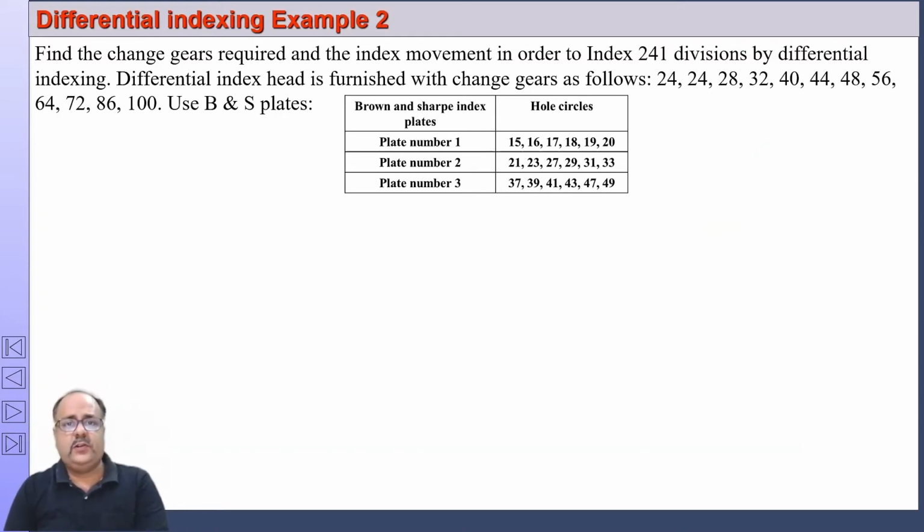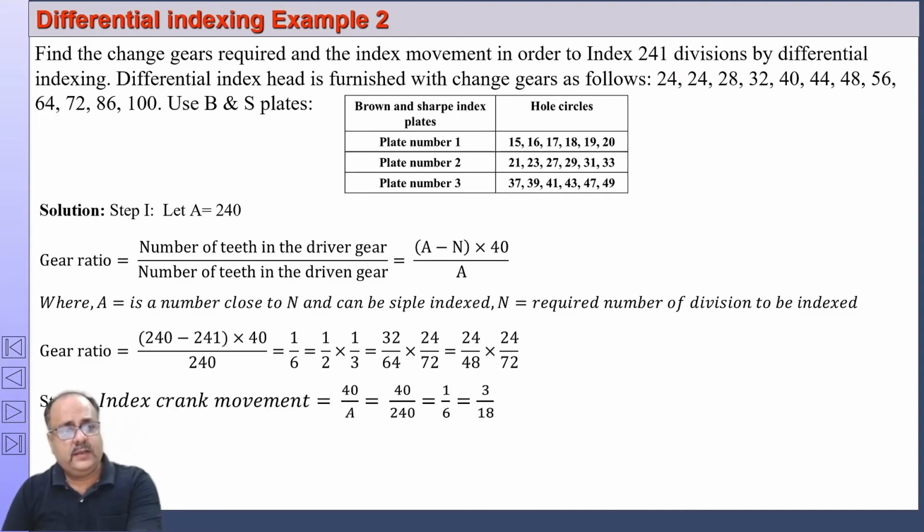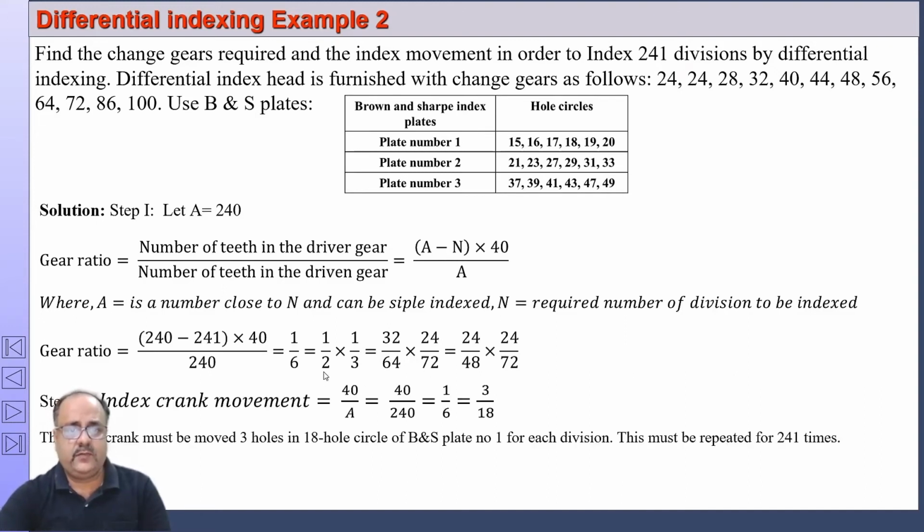The next plate, 241 divisions. A similar thing will be followed here. We'll take A as 240, because A can be simple indexed here. You can see A is 40 by 240, which is 1 by 6, that is 3 by 18. So 3 holes in the 18-hole circle in plate number 1. If A is 40 by 240, we get 1 by 6. So 1 by 6 can be 1 by 2 into 1 by 3, and this ratio is to be maintained: 32 by 64 into 24 by 72.